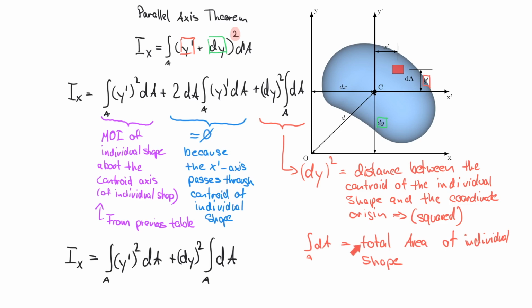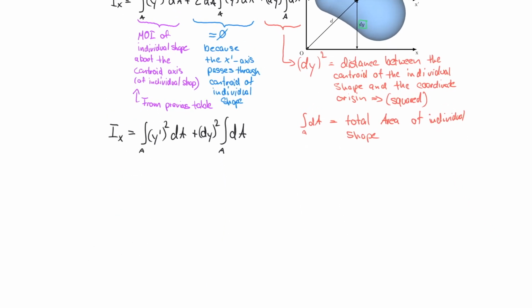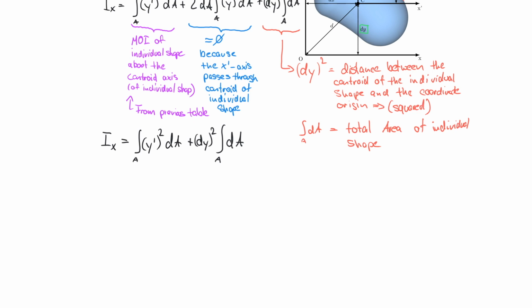So the way we will write this formula in the future is actually such that Ix is the summation from i to n of Ix bar prime plus Ai dy squared. And so all of that is summed up because it depends on how many area elements I have. Let me decipher this for you and tell you where what is coming from.